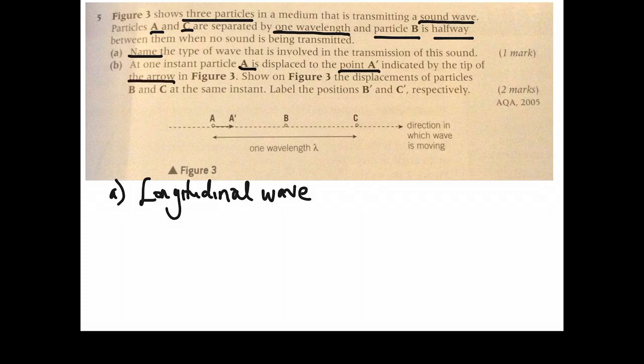Show in figure 3 the displacements of particles B and C. And it's the displacements we have been instructed at the same instant. Label, that's another keyword there, label. So the examiner wants us to label them with B prime and C prime or C dash respectively. So there we go, A and C. This is the direction, it's moving towards the right. Let's look at A and C.